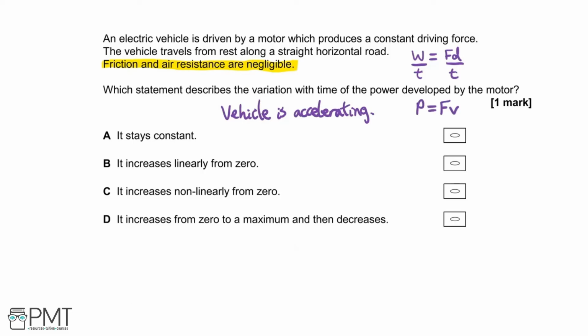Now, we're supplying power to the vehicle. It's providing a constant driving force, but the velocity is gradually increasing. As we said at the beginning, it's going to be accelerating. There's a constant force, which means that there's a constant acceleration. So if the velocity is increasing linearly from zero because it's a constant acceleration, then with a constant force, that means the power has to be increasing linearly from zero as well. So the answer to this question would need to be B.